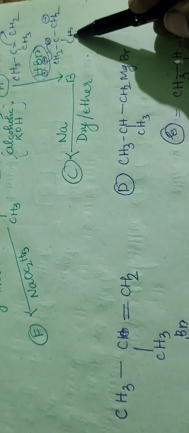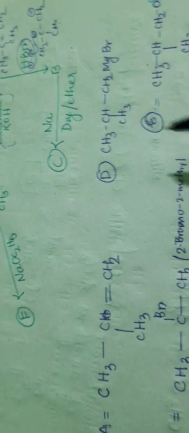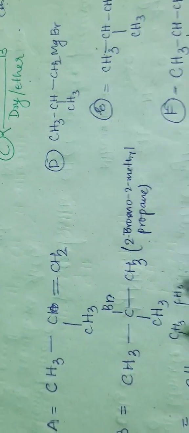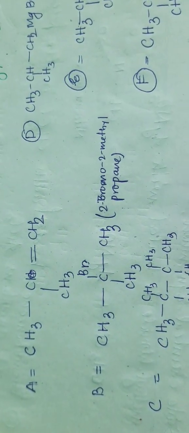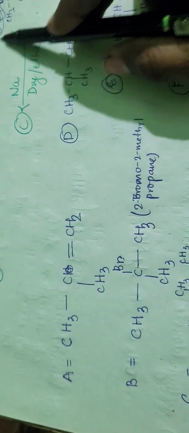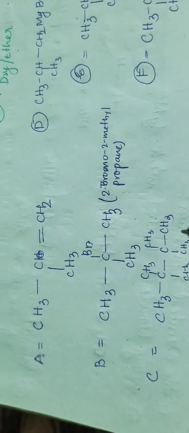Next we have, in the same product, if you add sodium dry ether, you can see the product will be this one. That means the same molecule will undergo dimerization, and this product is going to get formed.